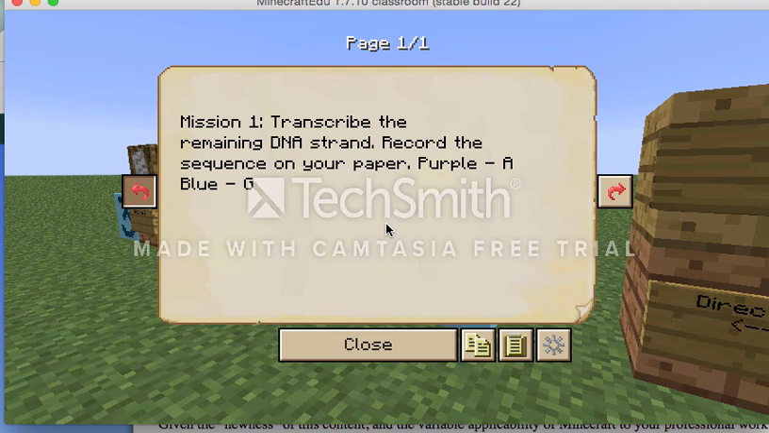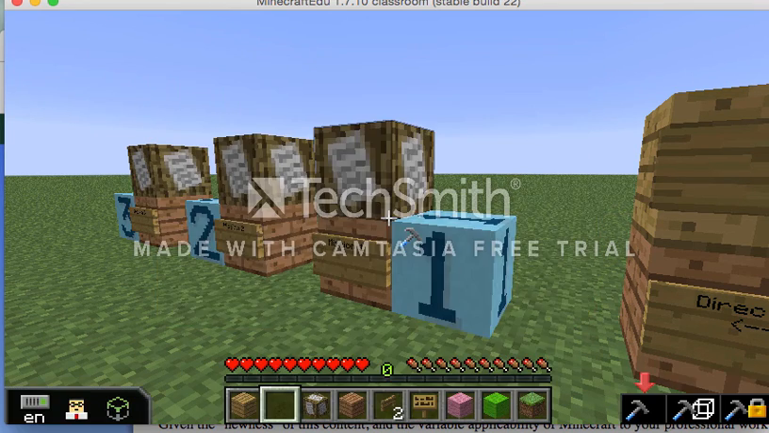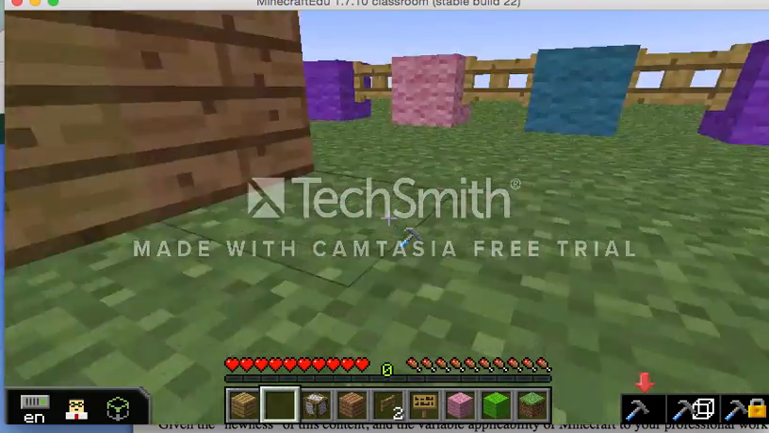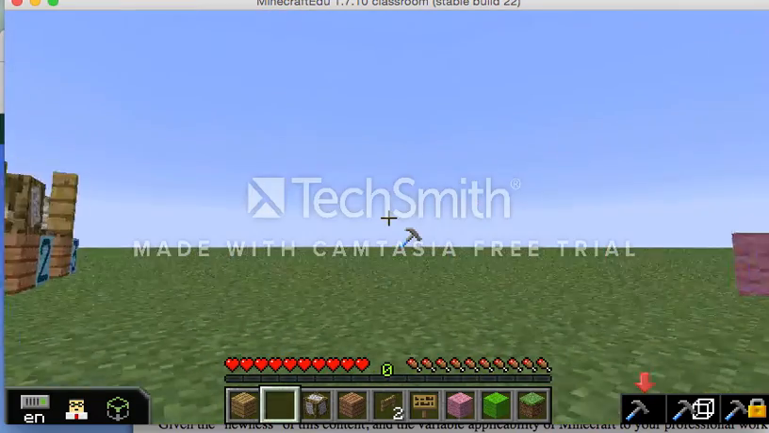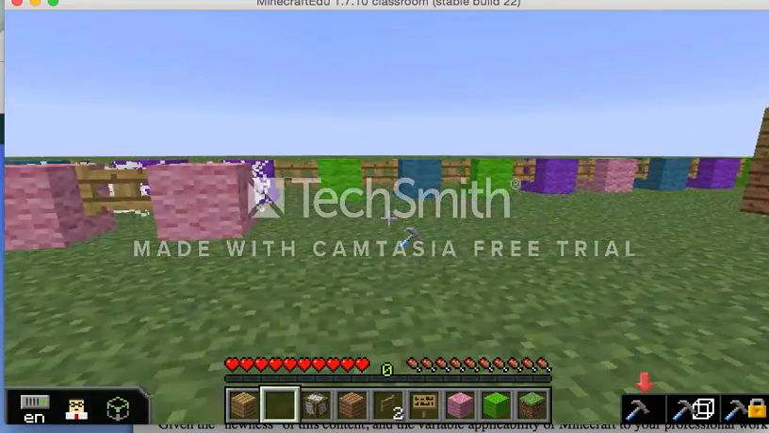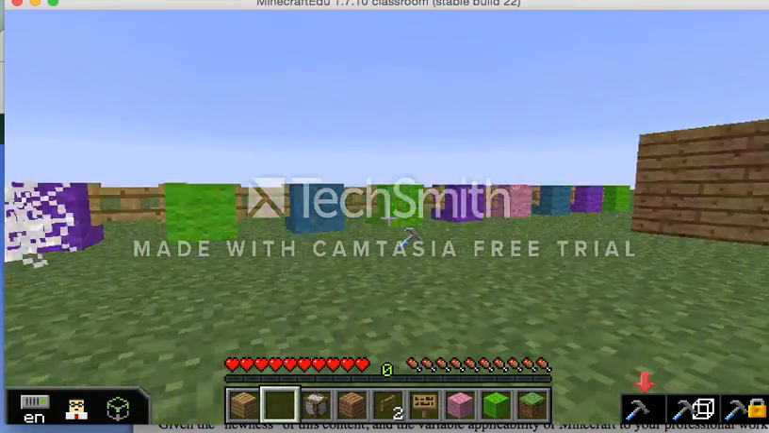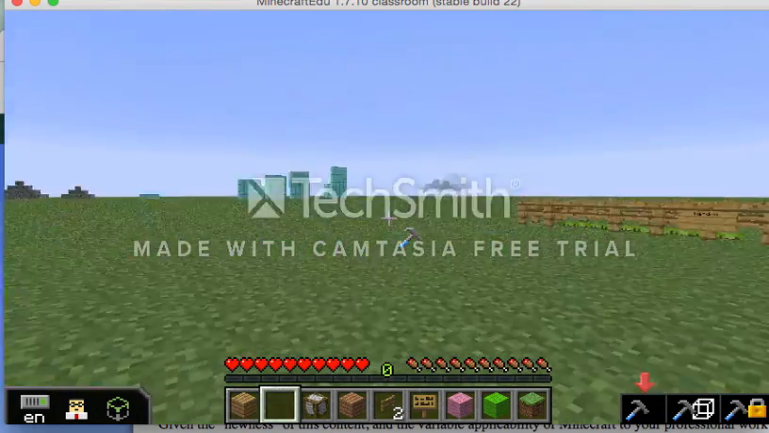Students would be asked to first transcribe the remaining strand of DNA, recording the sequence. You can see that I've told them that purple boxes represent A or adenine and blue boxes represent G or guanine. They should be able to apply their knowledge that A is always paired with T's and C is always paired with G's to understand that purple should pair with pink and blue should pair with green. If they examine the DNA strand, they can see that pattern, and I would be able to assess and test their knowledge of that based on the completion of the remaining strand of DNA.